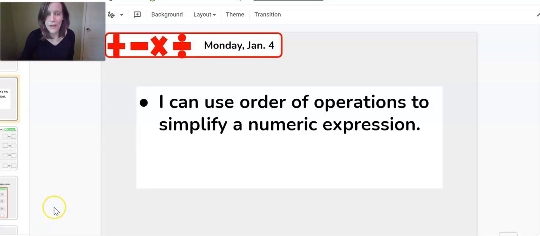Hi, fifth graders. Today we are going to learn how to use order of operations to simplify a numeric expression. So remember, a numeric expression is a math problem that has numbers and operations, but there's no equal sign. When we simplify it, we're going to take those numbers and operations and work them out until we have a much simpler thing to work with, in this case, a single number.